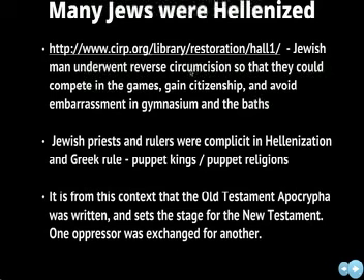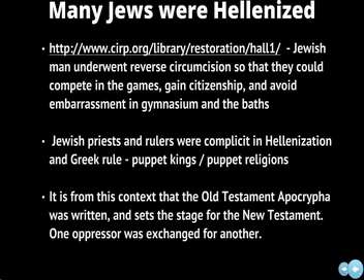Jewish priests and rulers were complicit in Hellenization and Greek rule. There were many puppet kings and many puppet religions in this area. Now, the temple was the center of Jewish worship and governance, and the high priests were basically either replaced by the Greeks or they were complicit with the Greeks because of the importance of the temple in Jewish life.